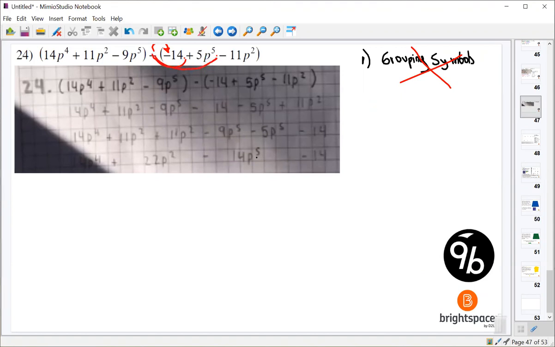So if you check what the person in this exercise did, the person just came and organized and said, this is 14p to the fourth power plus 11p squared minus 9p to the fifth power. And like Mr. Gutierrez said, they just distributed the negative symbol. So it's going to be plus 14, and then minus 5p to the fifth power, and then plus 11p squared. Now, what is the second step, guys?